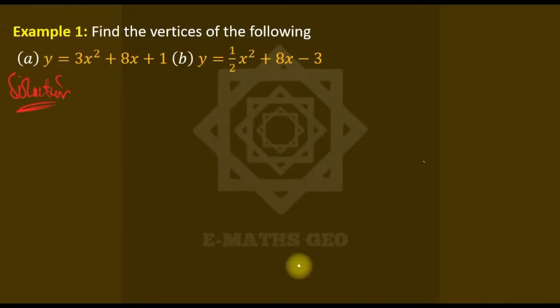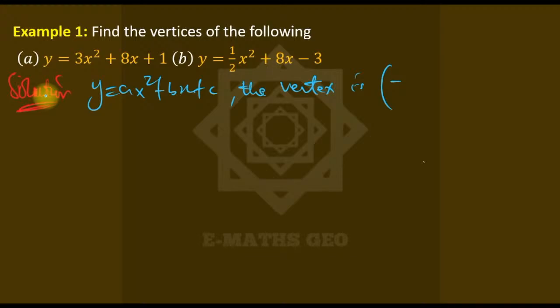Find the vertices of the following. As I've said before, if you are given y equals ax squared plus bx plus c, the coordinate of the vertex is minus b over 2a, comma c minus b squared over 4a. I'll prove that. We've gotten a general formula for that.